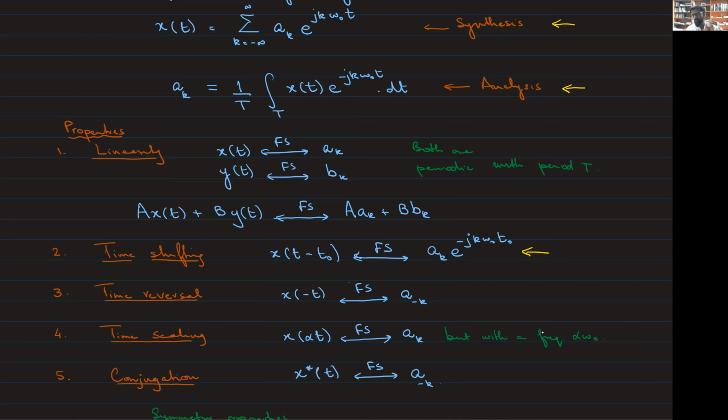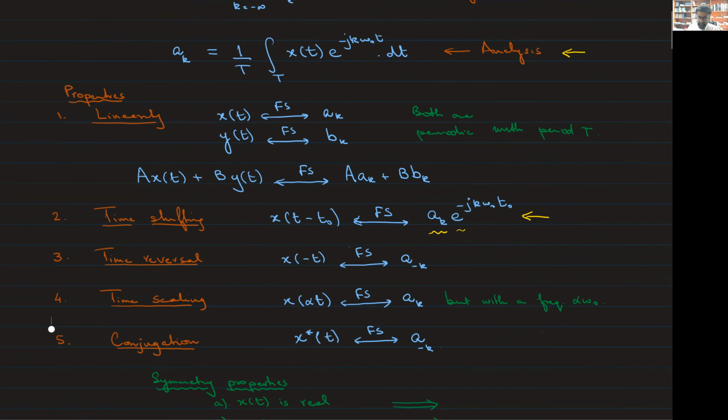So the new Fourier series coefficients are a_k, the old Fourier series coefficients, times this exponential term e raised to the power minus jk omega naught t naught. So this is a complex number of magnitude 1 and some phase being multiplied with the previous coefficients, right? Time reversal just says, if you flip the periodic signal in time, then the Fourier series coefficients are also flipped, right? Then we talked about time scaling. Let me just skip over that.